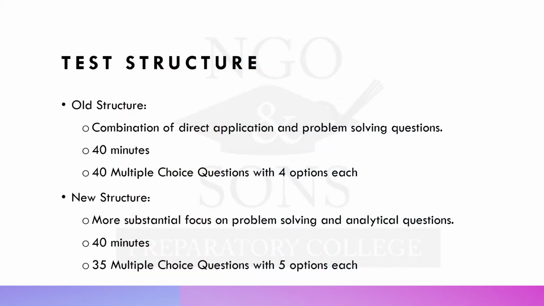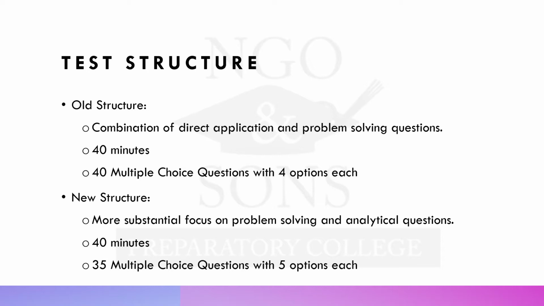As a result of this, the New South Wales Department of Education has decided to make adjustments to the testing structure of mathematical reasoning. The old structure consisted of a combination of direct application and problem-solving questions. It took place in 40 minutes and consisted of 40 multiple-choice questions with 4 answer options each.